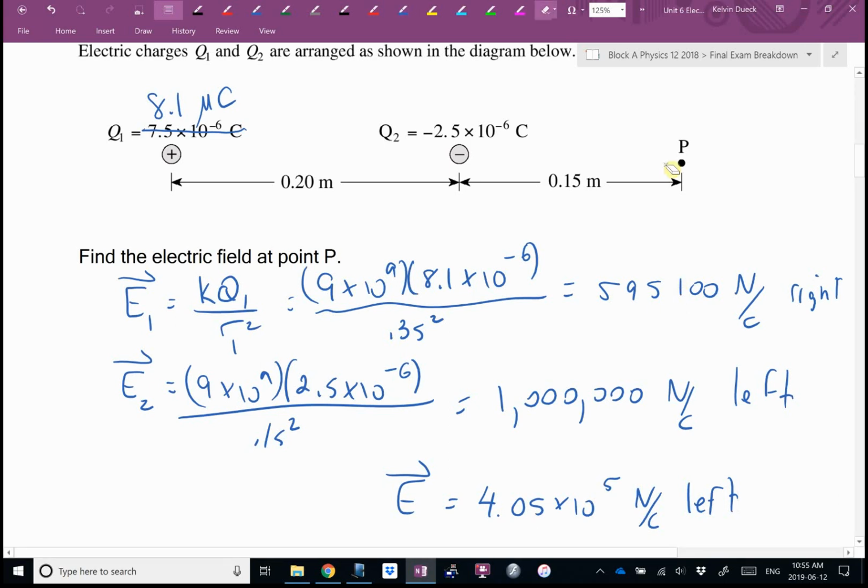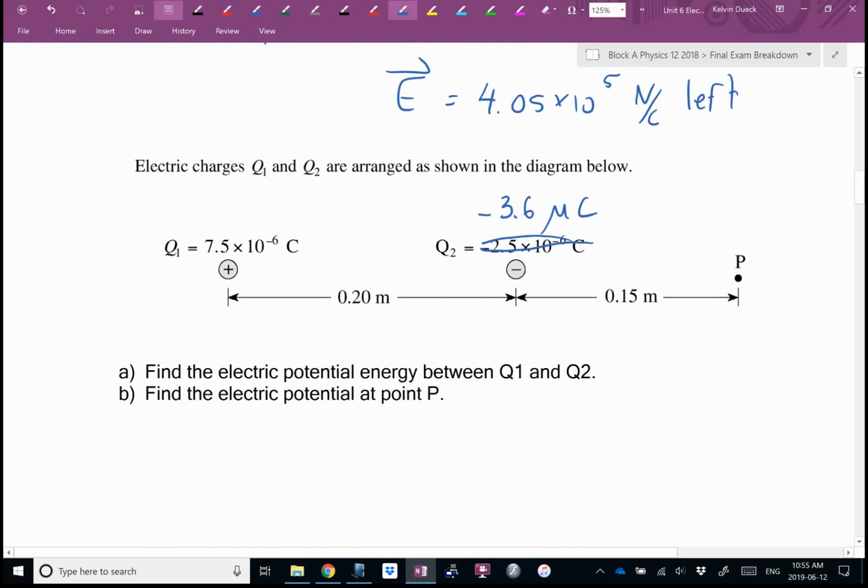Well, not only do they have an overlapping electric field there, they also have an electric potential there. But first, between 2 point charges, I could ask you to find the electric potential energy between Q1 and Q2. And you'll notice A and B look really similar. One asks for the electric potential energy, one asks for the electric potential at a location. So how would I find electric potential energy? How did we find potential energy between point charges?